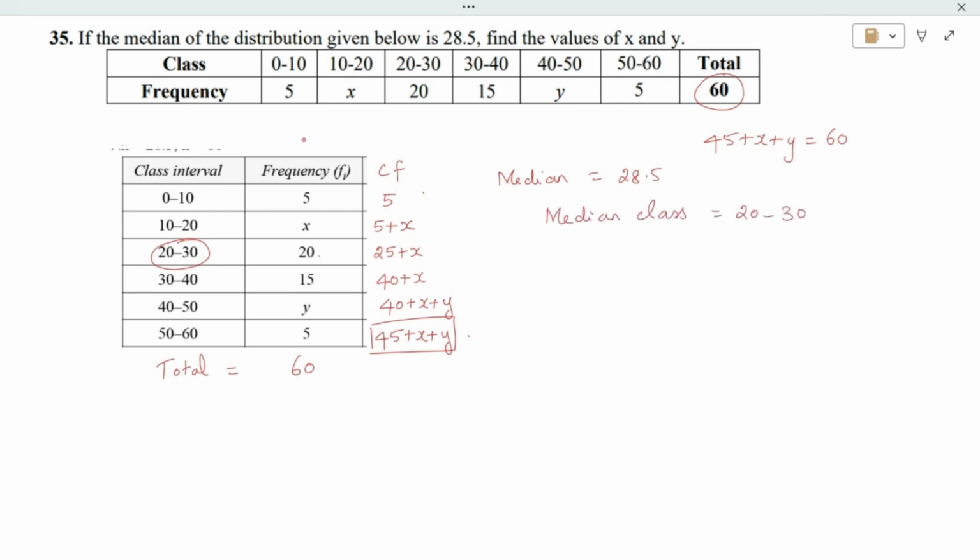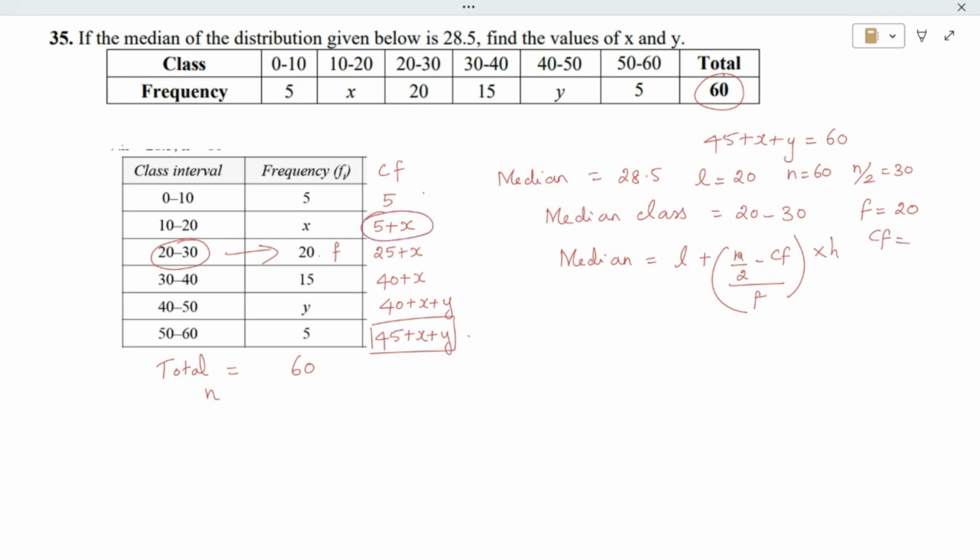And what is the formula for the median? Median is equal to L plus n by 2 minus CF by f into h. So just fill in all the values. L is nothing but the lower limit, which is 20. N is 60, isn't it? So n by 2 will become 30. And what is f? f is the frequency in the median class. So f is going to be 20. And what is cumulative frequency? The previous value of the median class, that is 5 plus x.